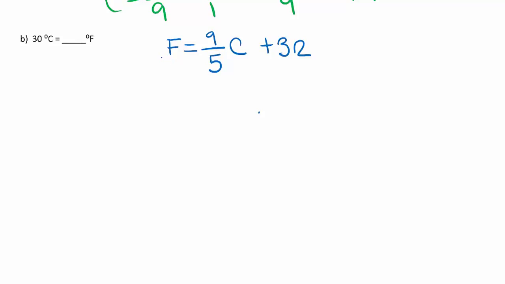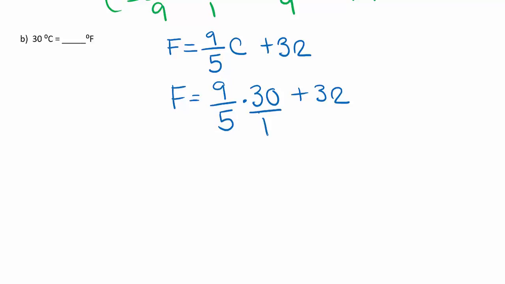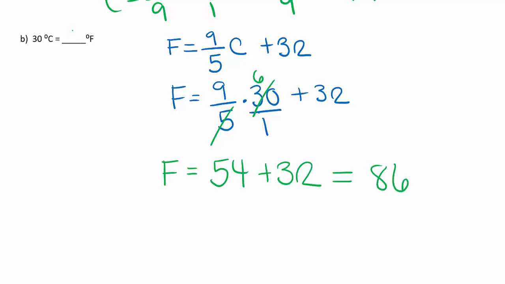I'm going to take 30 and I'm going to plug that in for C. Order of operations says we multiply before we add. So 9/5 times 30, well, there's a common factor of 5. And 9 times 6 is 54. 54 plus 32 is 86. 30 degrees Celsius is 86 degrees Fahrenheit.